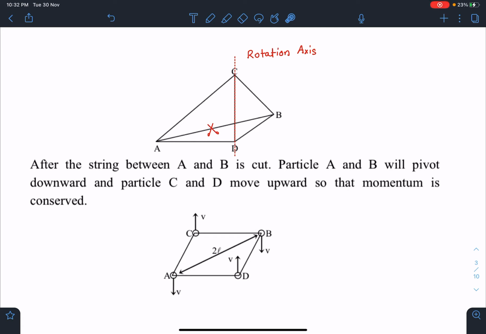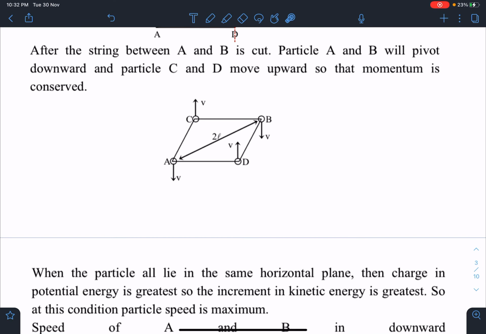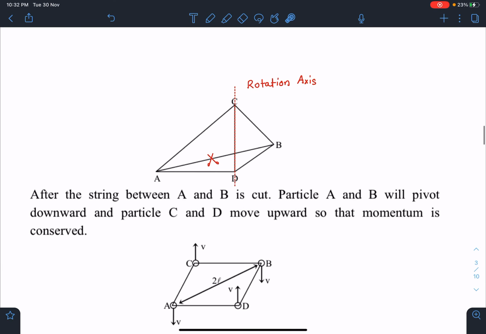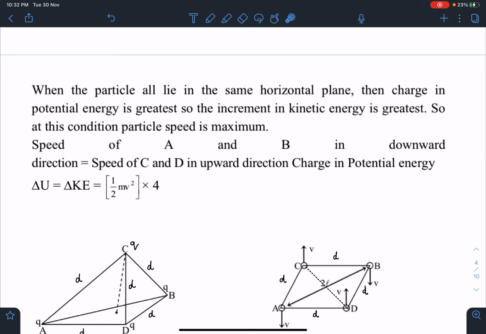So we can say by symmetry, all masses will have equal speed at this particular instant. So conservation of momentum is done. And since CD is connected, this length cannot change here. So these two particles cannot move away from each other. Instead of that, you can see these two triangles will open up like a book we open about the rotation axis. So this is what I have just told.